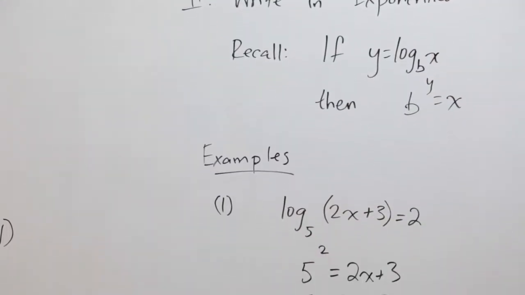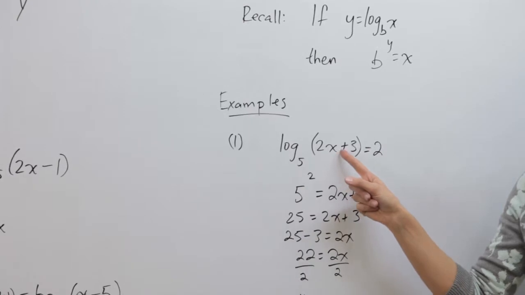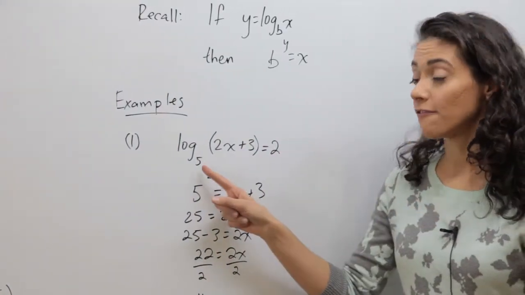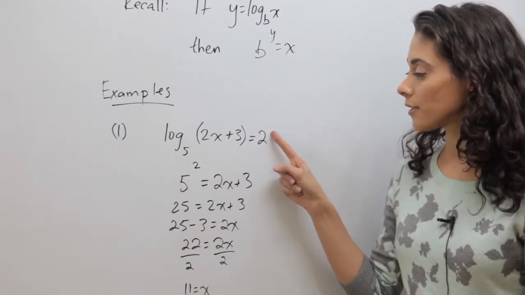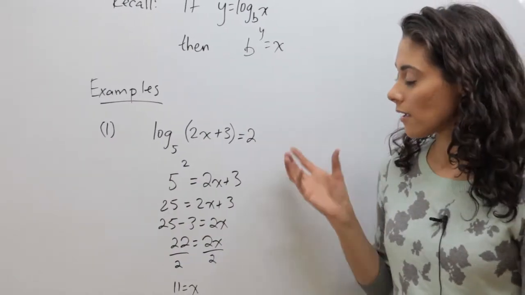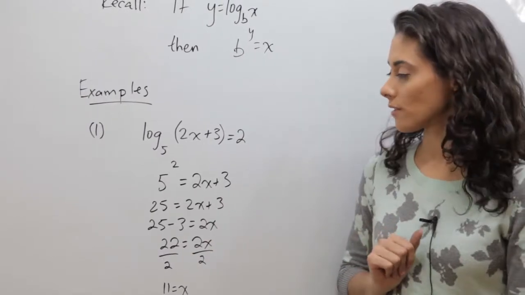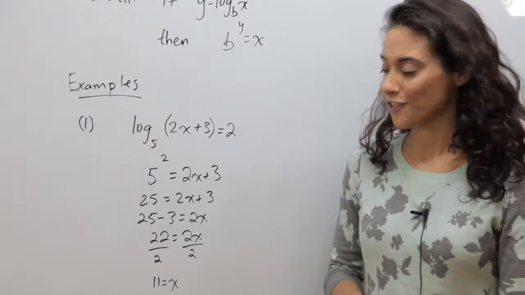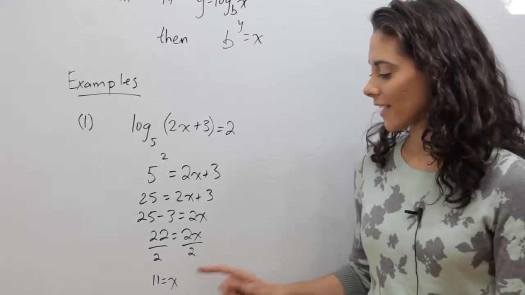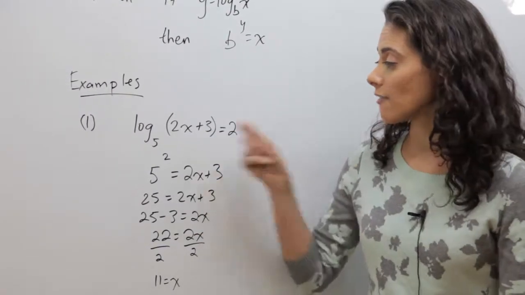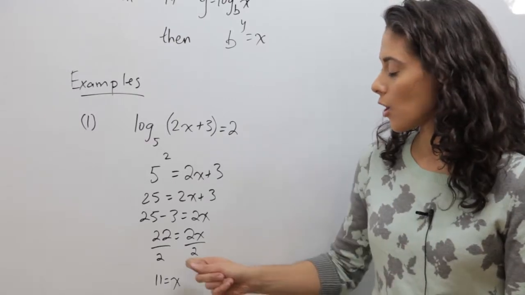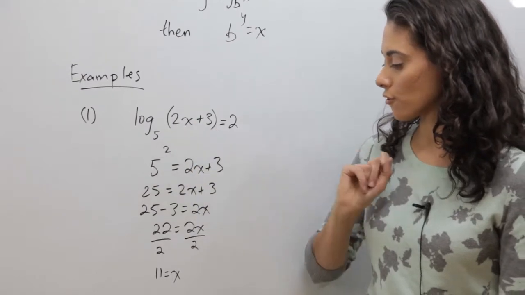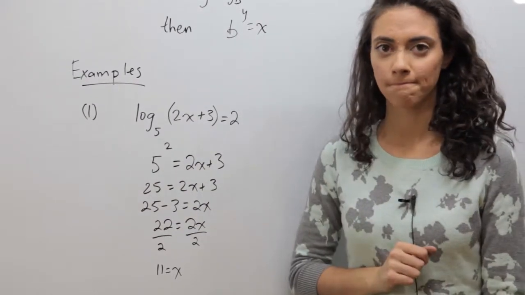So in this example, I've got base 5 over here. Here's my argument. If I want to rewrite this in exponential form, it's going to be 5 raised to this power equals the argument. And once again, a simple linear equation that we can solve. 5 squared is just 25. Collecting like terms, isolating for x, I get 11. And don't forget, check if it's an admissible root or an inadmissible root. Once I put 11 back in here, I would get 22 plus 3 is 25, and that's okay.